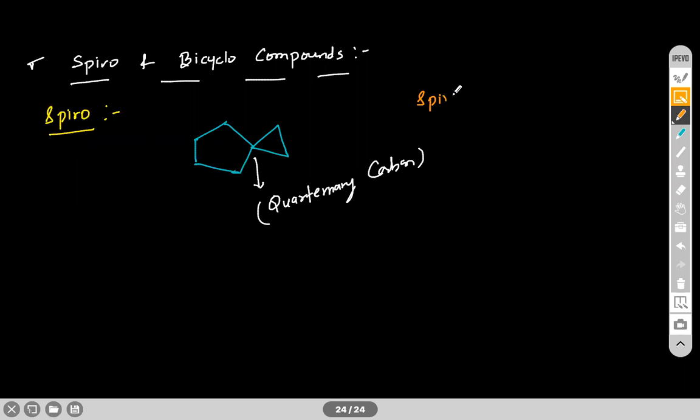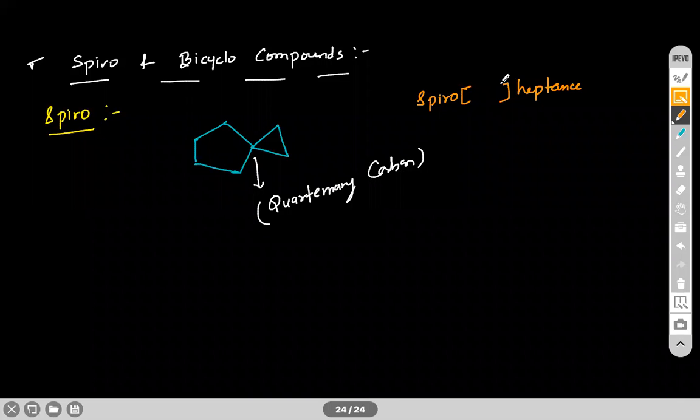So the name of this compound, if I have to write, I will write down first of all spiro. So we use spiro prefix for these kind of compounds. Here we write down some numbers separated by dot, not comma. And then here we'll write down the total number of carbon atoms in this compound. That is 1, 2, 3, 4, 5, 6, 7. So heptane.